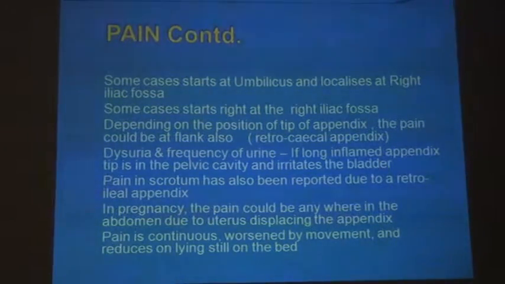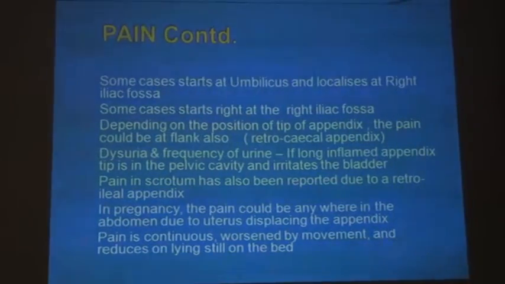Dysuria and frequency of urine the patient may have if the inflamed appendix tip is in the pelvic cavity and irritates the bladder. The patient may have dysuria and hematuria. Pain in the scrotum has also been reported due to retroileal appendix. In pregnancy, the pain could be anywhere in the abdomen because the gravid uterus pushes the appendix off and you cannot localize at any point. So, the whole of the right side of the abdomen, epigastrium, right hypochondrium may get pain as the uterus pushes it off.